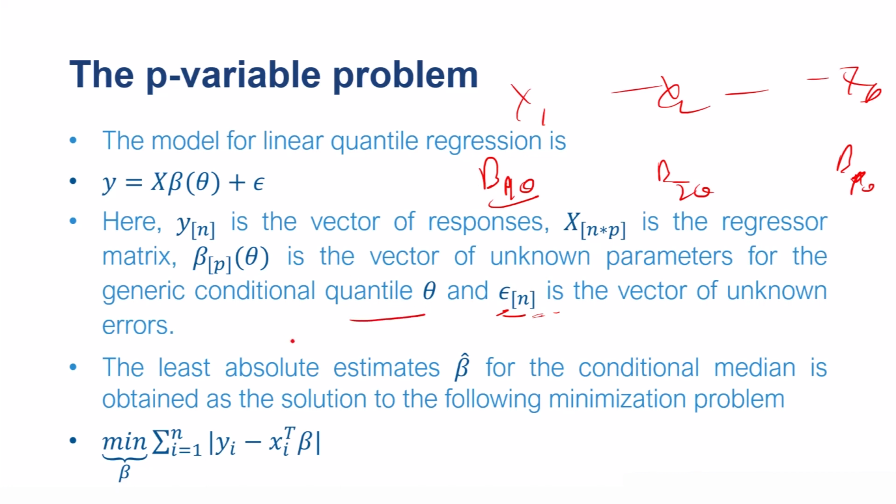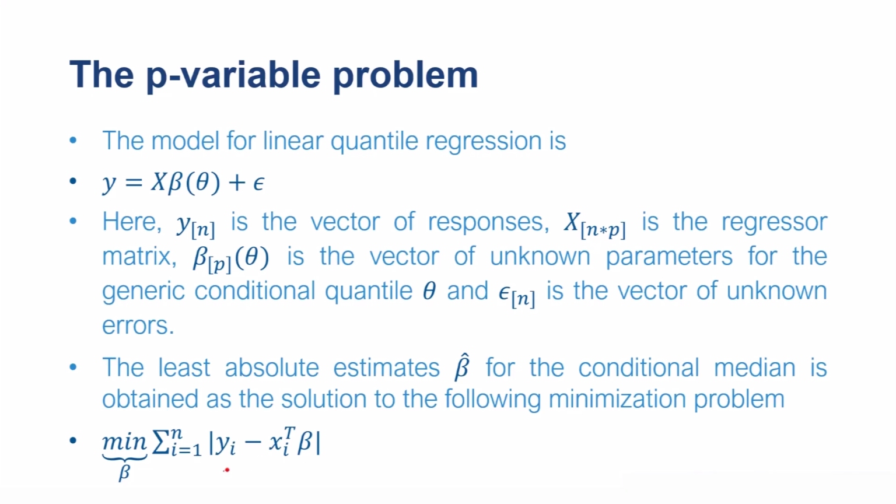Now, when we are estimating the median, for estimating beta corresponding to the conditional median, we are minimizing the least absolute summation. So it is the solution to the following minimization problem. Here we are minimizing the sum of the absolute values of the error terms. So the least absolute estimates, their summation, is minimized.